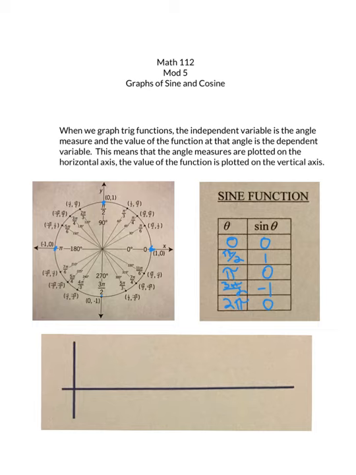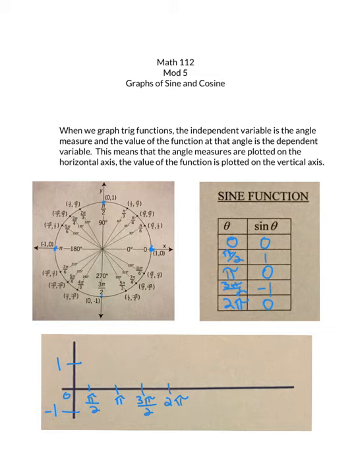So let's set up our graph. Remember that the horizontal axis gets the angle measures. So we have 0, pi over 2, pi, 3 pi over 2, and 2 pi. The largest answer that we had was 1, and the smallest answer that we had was -1.